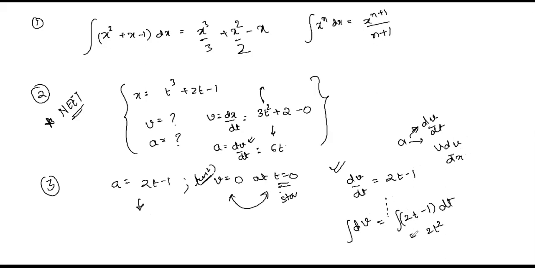You'll get 2t square by 2 minus t, that is t square minus t, and here you will take the limits from 0 to t, and here from 0 to v. Why have we taken 0? Because at time t is equal to 0, velocity is 0. Very important. Take this into consideration. It's not necessary that velocity will always be 0. Sometimes you may be given some other velocity, like the doubt which was asked by Siddharth a short while back. So this is what the expression is. You have v minus 0 is equal to t square minus t, or v is equal to t square minus t.